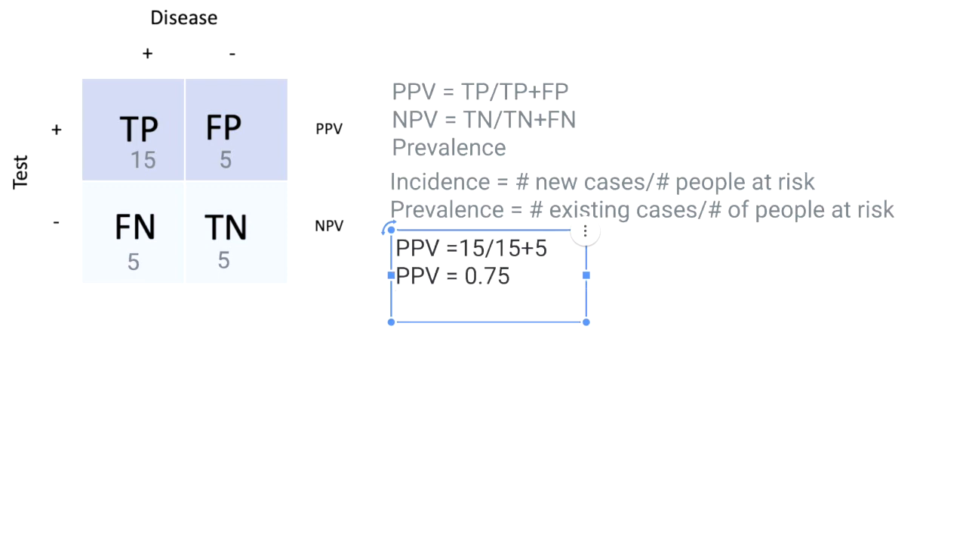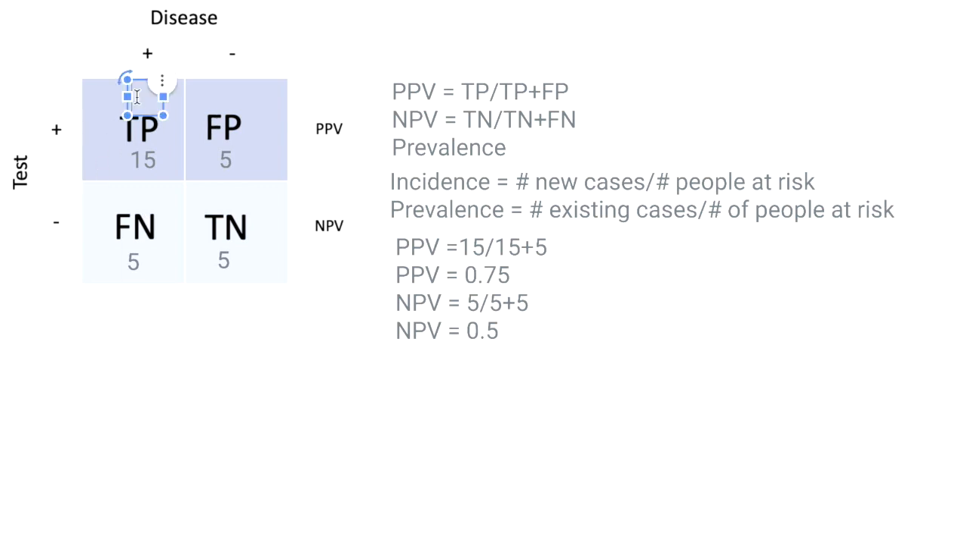Now, if we take negative predictive value, and that is 5 divided by 5 plus 5, then the negative predictive value will be 0.5. So if there is an increase in prevalence, that means there's an increase in the total population of disease. So there'll be an increase within here, within true positives and false negatives, since there'll be increase in disease. So let's just take this and increase this by 20%. So if we increase this by 20%, that'll be 18 over here and will be 6 over here.